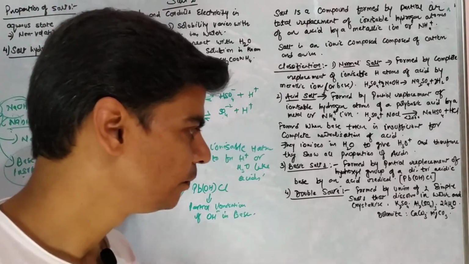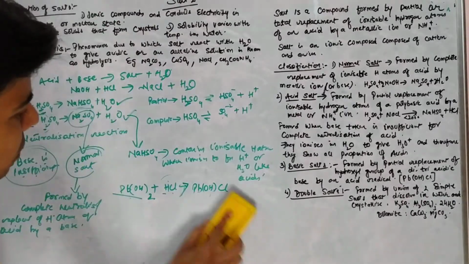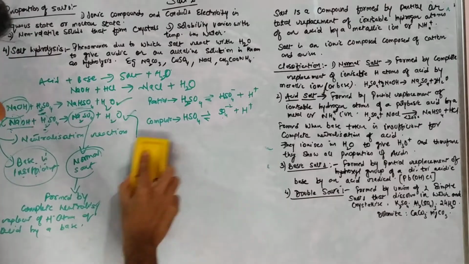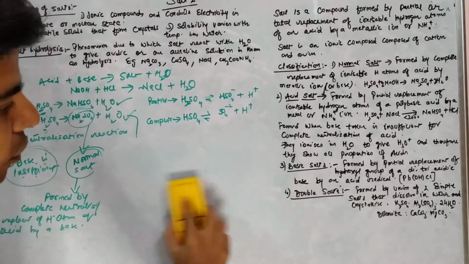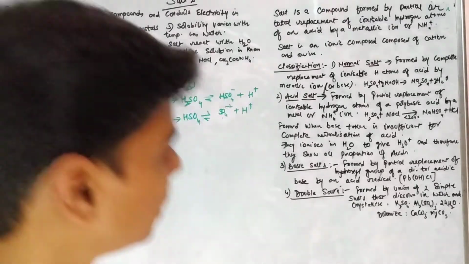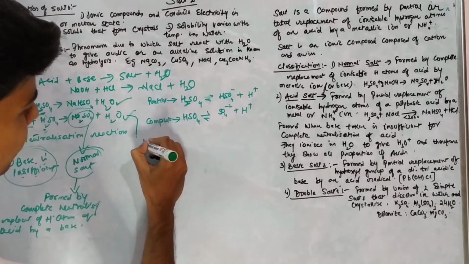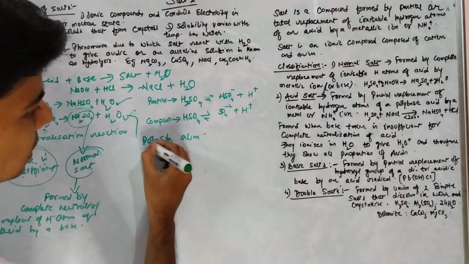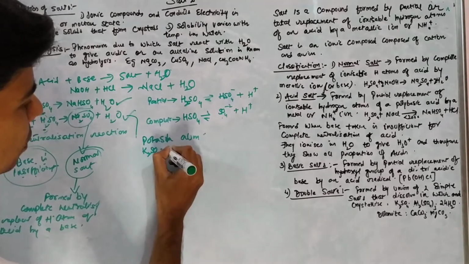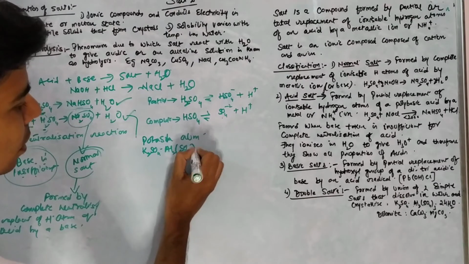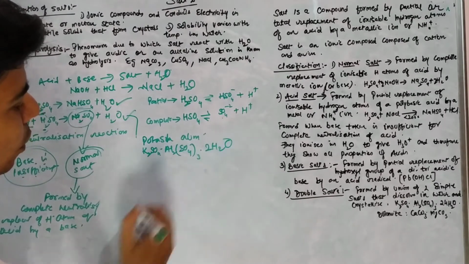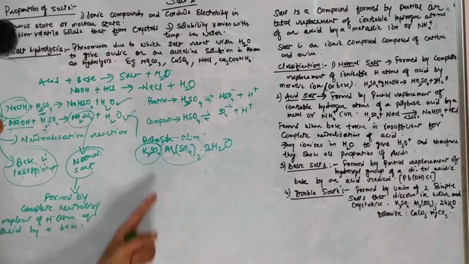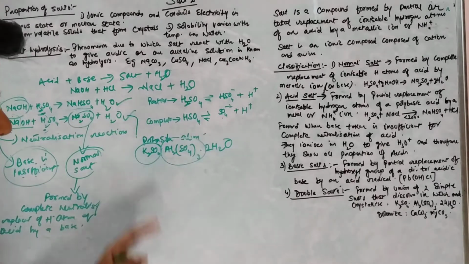Now we have double salts. Double salts are formed from two simple salts, right? For example, if we take the example of potash alum, it is K2SO4.Al2(SO4)3.24H2O. So this is a double salt which is formed from two simple salts. These are two simple salts, right? So this is a double salt formed from two simple salts.